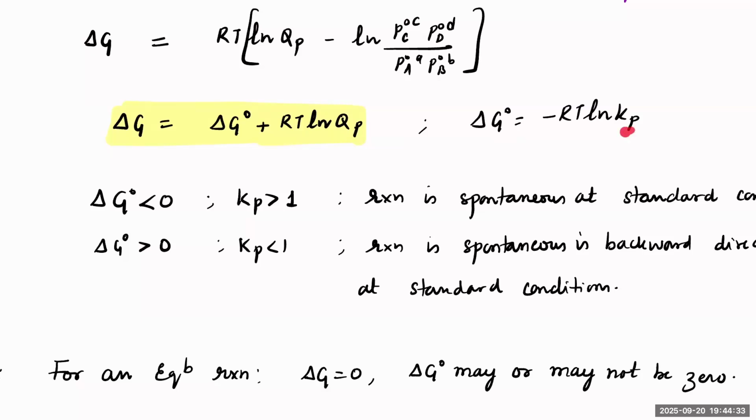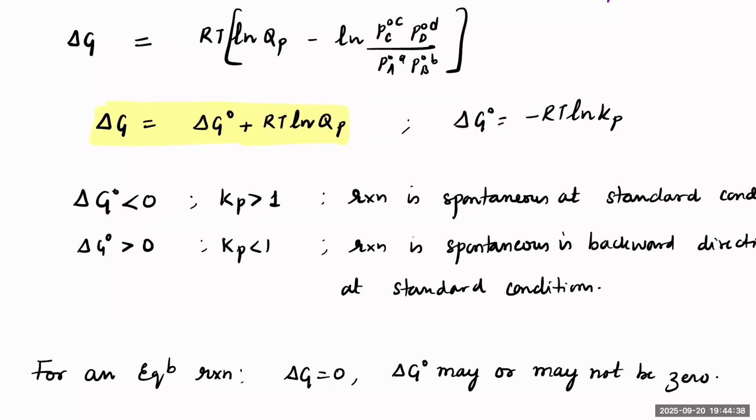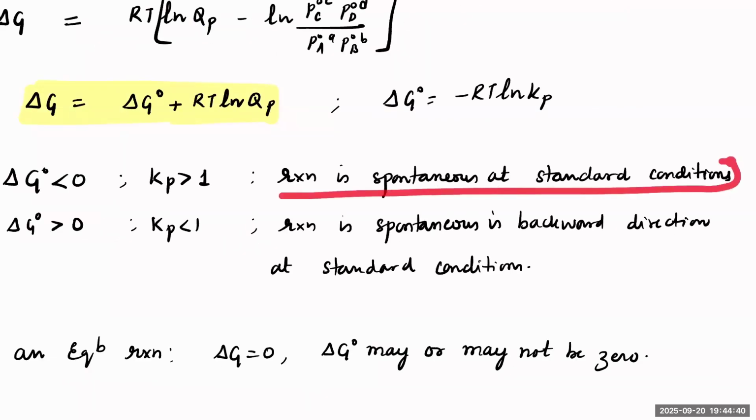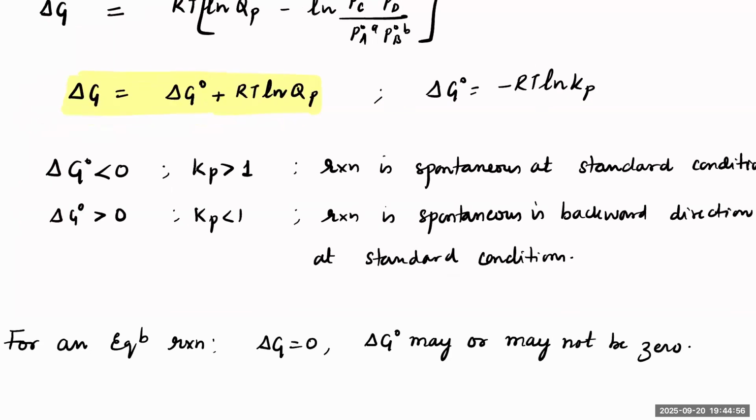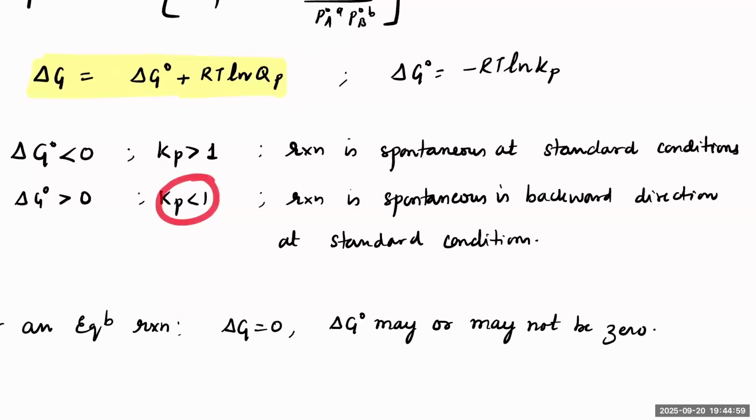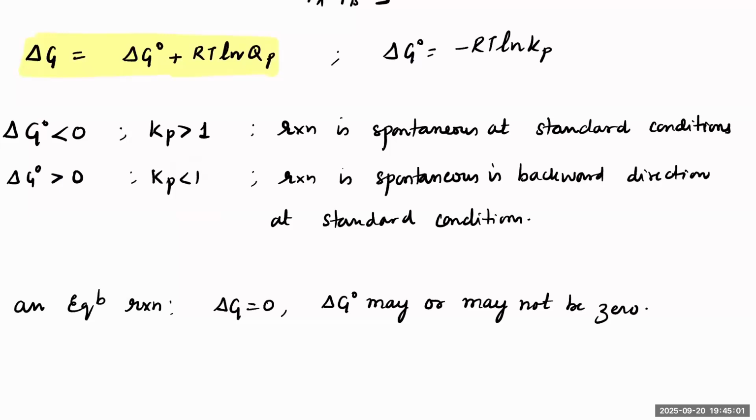Now notice, if Kp value is greater than 1, then delta G naught value will be negative. What does this mean? It means the reaction is spontaneous at standard conditions. So at standard conditions, if I give A, B, C, D, then AB will react to form CD and CD will not react to form AB. The forward reaction will happen if Kp is greater than 1. Next, if Kp is less than 1, that means the backward will happen, the forward will not happen. So it is spontaneous in the backward direction, but non-spontaneous in the forward direction.